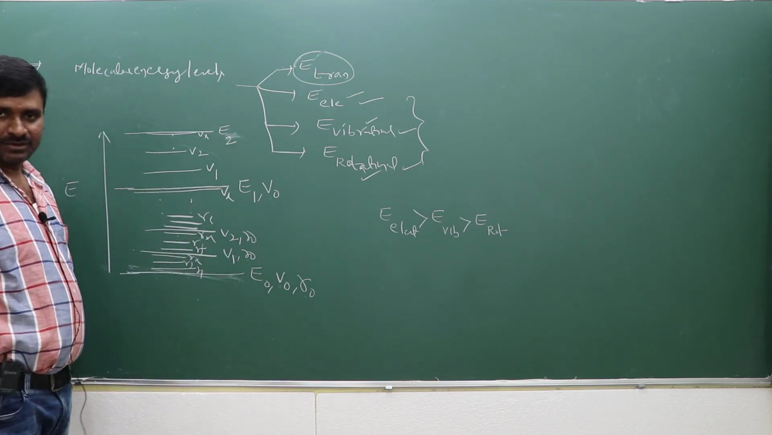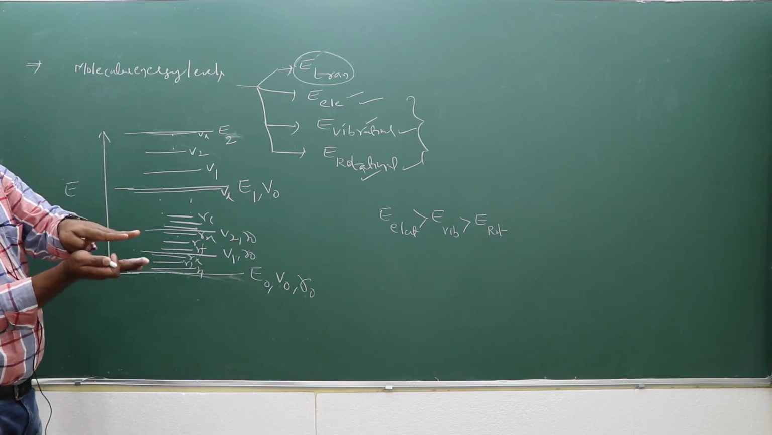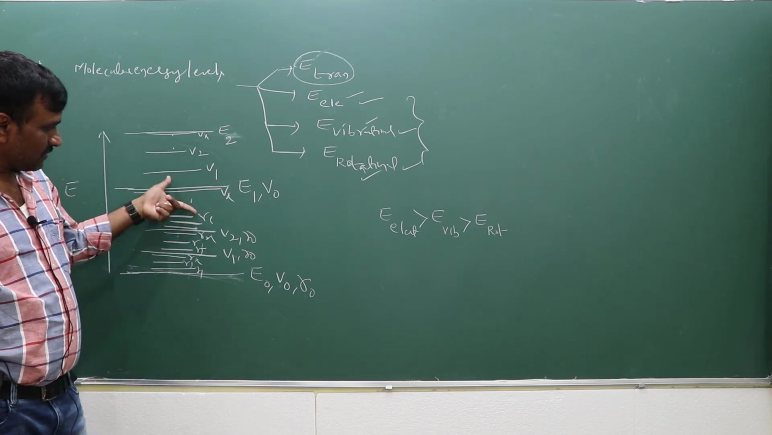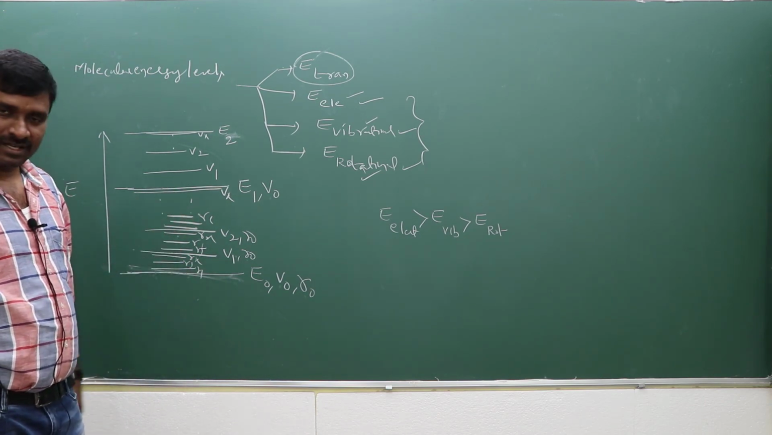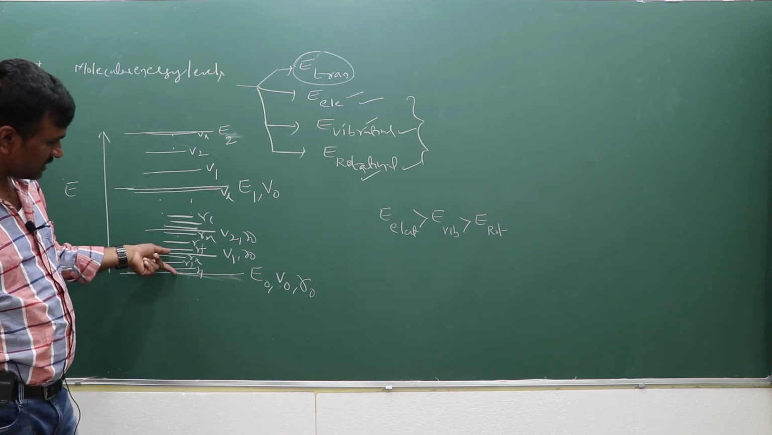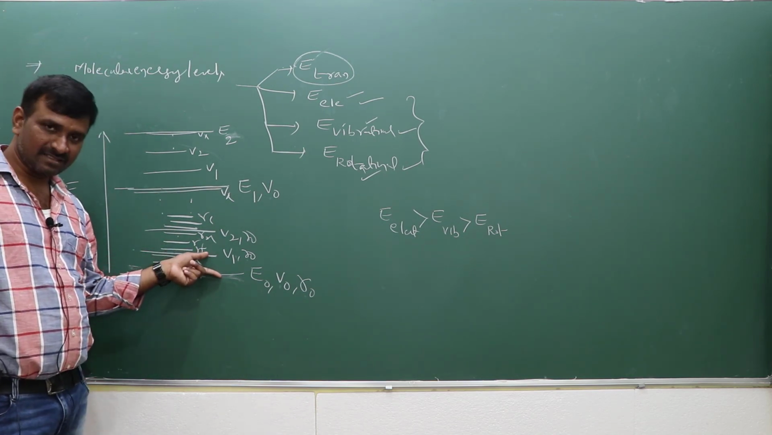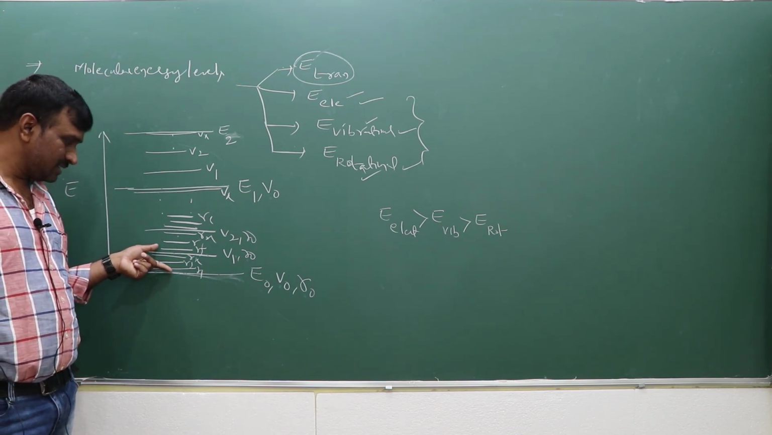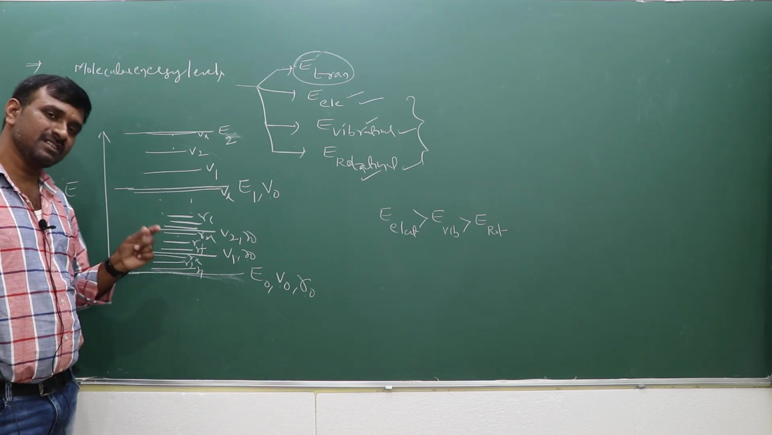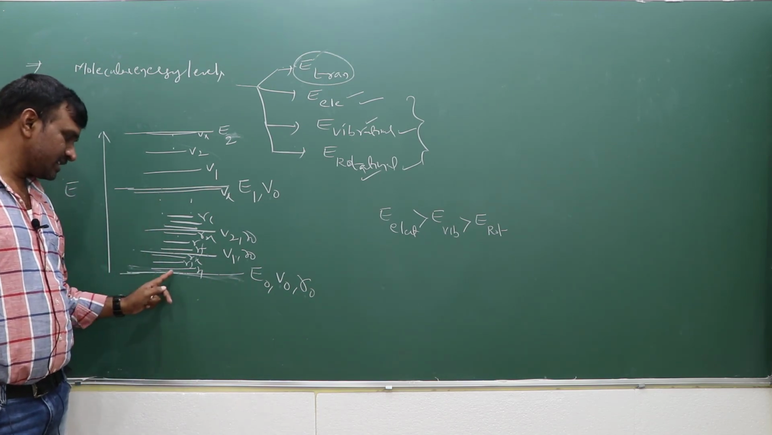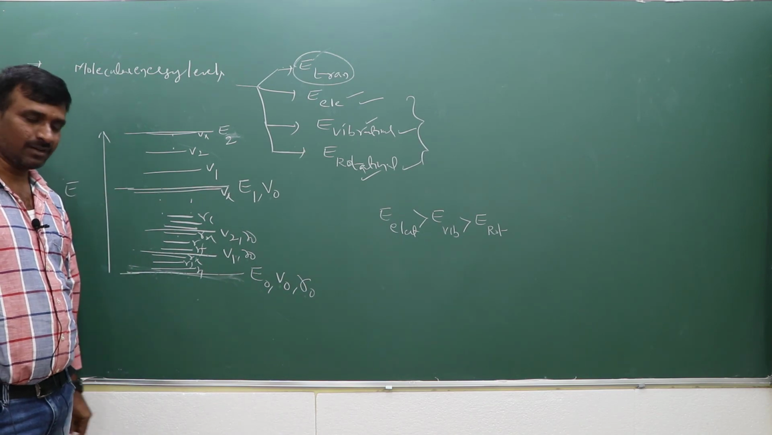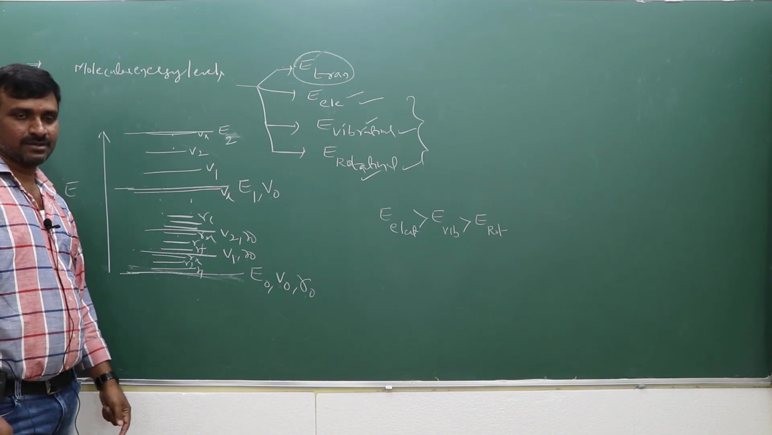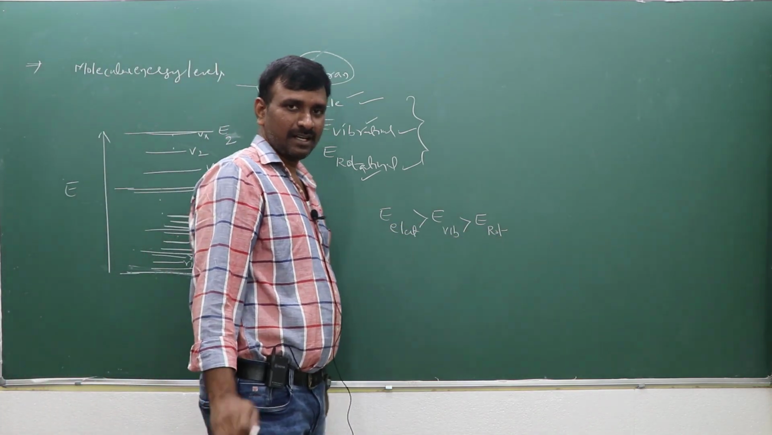So the rotational energy gap will be smaller than the vibrational, and then the electronic. Compared to the electronic energy levels, the vibrational energy level gap will be less. Compared to the vibrational energy level gap, the rotational energy level gap is still less. That means when rotation takes place, R0 to R1, very little energy is required. Then V0 to V1, more energy. Then E0 to E1, still more energy is required. Right?